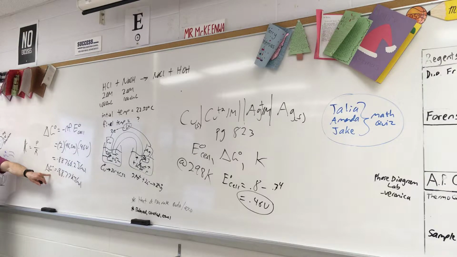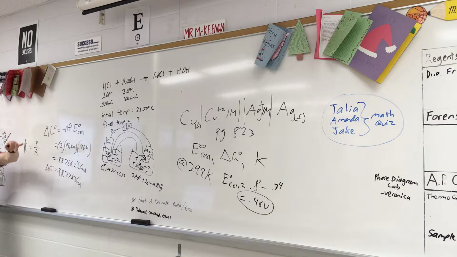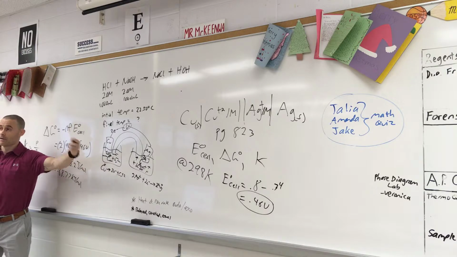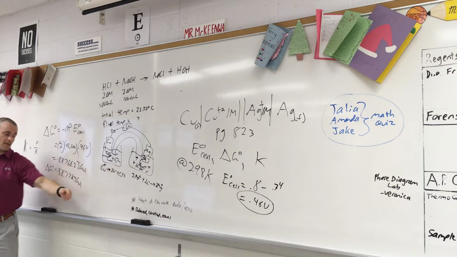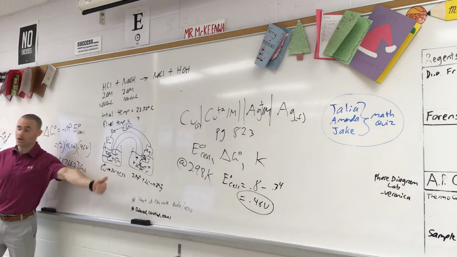If K is greater than 1, it's favoring products. If K is 1, it's at equilibrium. What's delta G's value at equilibrium? 0. If K is below 1, delta G is a negative number, and we're going to the product side. We're favoring, thermodynamically favorable, spontaneous. If delta G is positive, it's not thermodynamically favorable. It wouldn't work. It'd be going the wrong way.